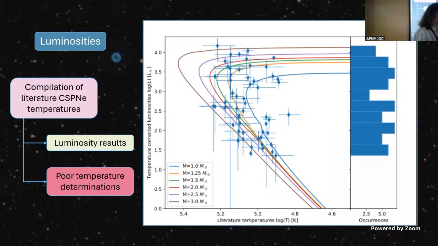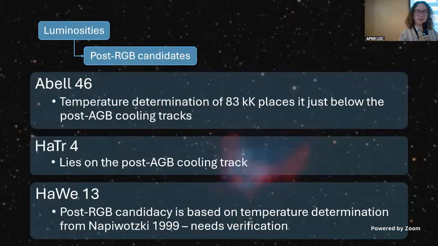We don't love the literature temperatures in a lot of cases. So we compared using the luminosities. We then evaluated some of the binary candidates, post-RGB candidates, which have been identified by David Jones within the sample. And we don't really love any of them as post-RGB candidates. So Abell 46 has quite a wide range of temperature determinations, but the highest and probably most robust temperature determination of 83 kilokelvin places it just below the post-AGB cooling tracks.